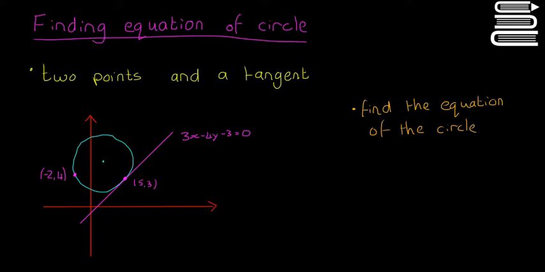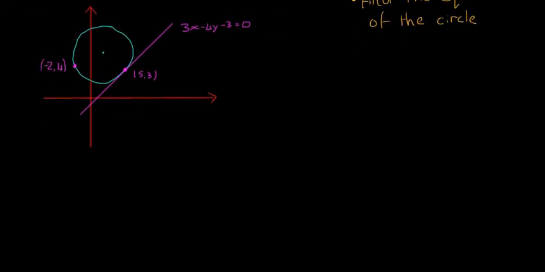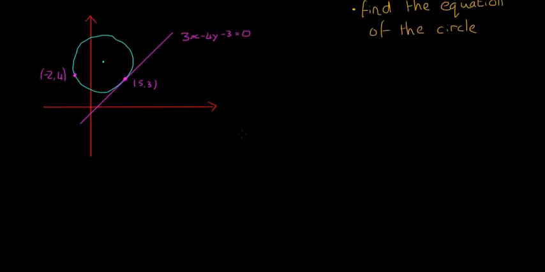Alright, so first of all, I'm just going to deal with the first 2 points and write that out. So again, x squared plus y squared plus 2gx plus 2fy plus c is equal to 0. I'm going to sub -2 and 4 in, and then I'm going to sub 5 and 3 in, and we're going to get 2 equations.